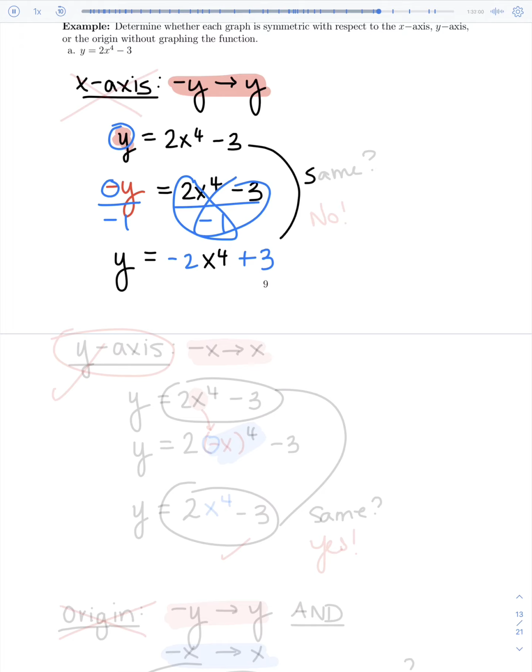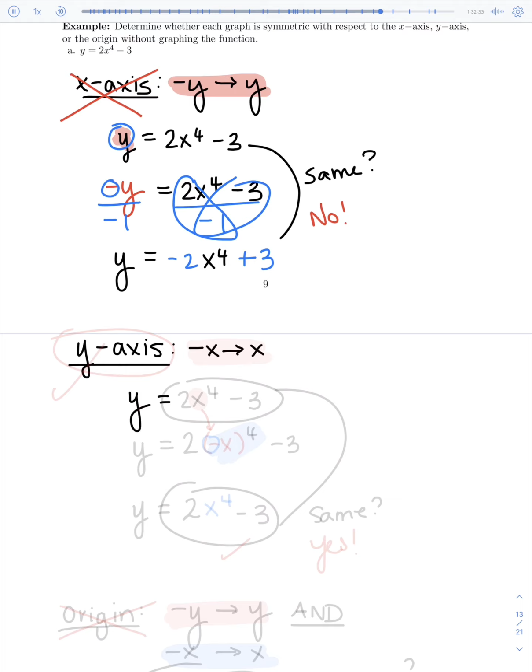Are these the same? And the answer is no. So does it have x-axis symmetry? No, not at all. The problem with this problem is I am not done. I still need to test y-axis symmetry and origin symmetry, so I need to keep going. So now let's test y-axis symmetry. How we're going to test y-axis symmetry is by plugging in negative x wherever there's an x.